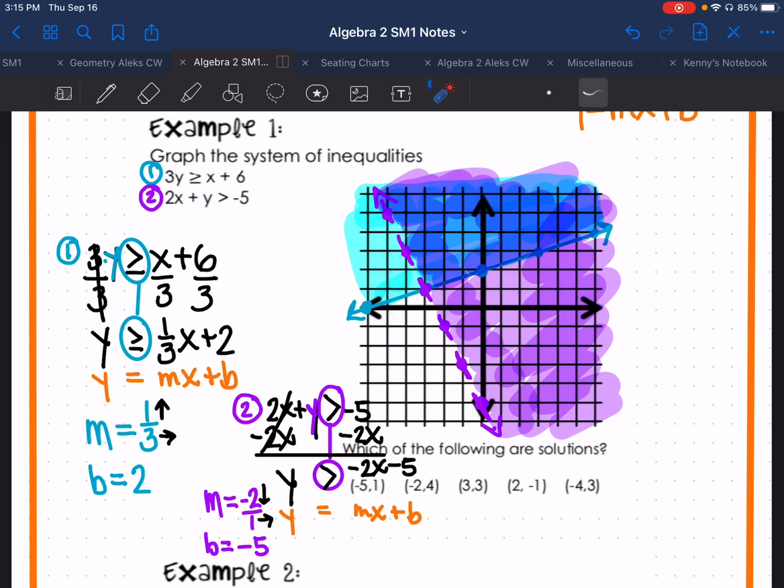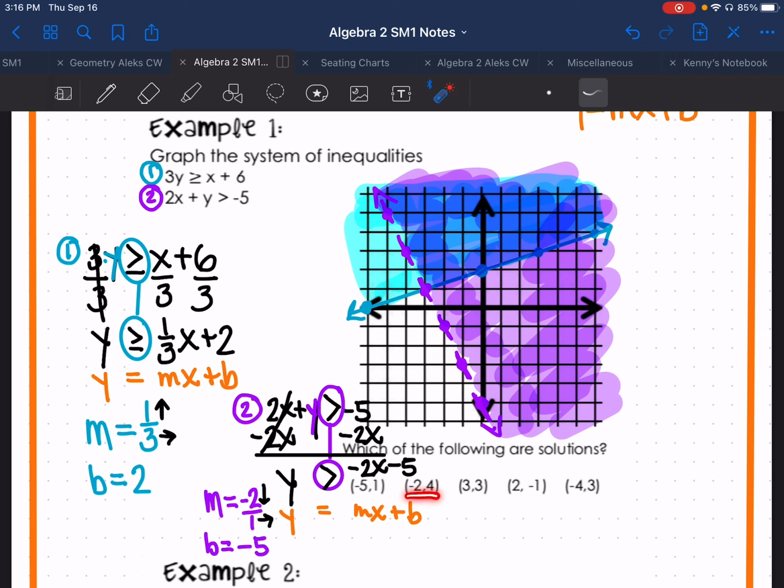Now, it does ask me which one of the following are solutions. I'm just going to go ahead and check each one of these points with my laser. If they are an answer, I'm going to circle them with my pen. So let's take a look at -5, 1. 1, 2, 3, 4, 5, 1. Is this a solution? No, because it's only in the light blue. That is not a solution.